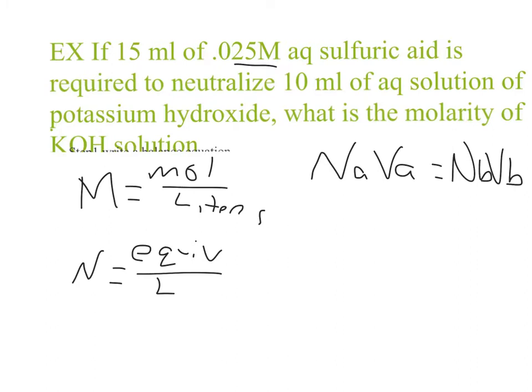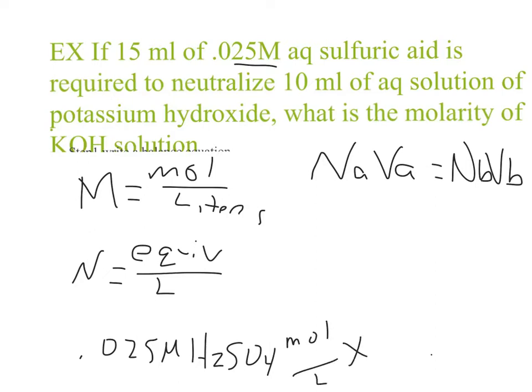Now to do this, I'm going to take my 0.025 molar H2SO4, and remember that molar is moles over liters. So I know that 1 mole of sulfuric acid has 2 equivalents. Now I know it has 2 equivalents because if I look at H2SO4, it has 2 hydrogens. So if I multiply my 2 times 0.025, I get 0.05 for my normality.